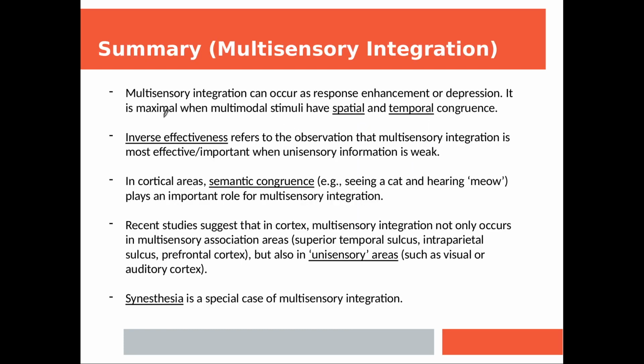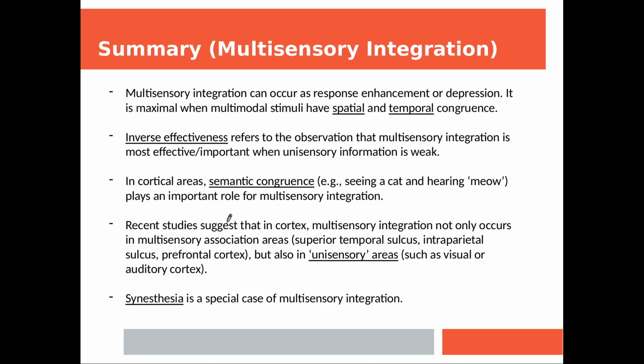Okay, so to summarize today, we talked about multisensory integration. Multisensory integration has its highest response when there's temporal and spatial congruence of the different modalities. But it does have an effect called inverse effectiveness, where the neural response is most different from unisensory stimulation when the unisensory information is weak. And in cortical areas, you have semantic congruence as well. So seeing a cat and hearing the meow plays an important role for multisensory integration.